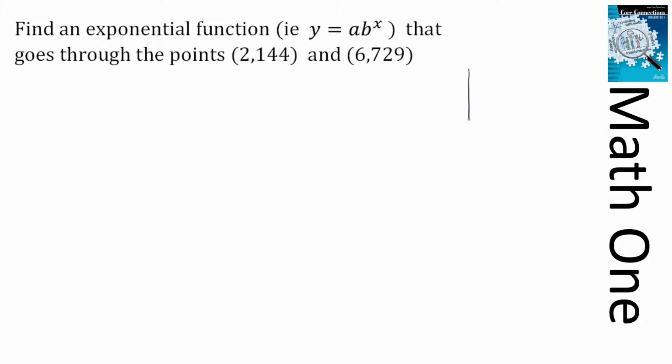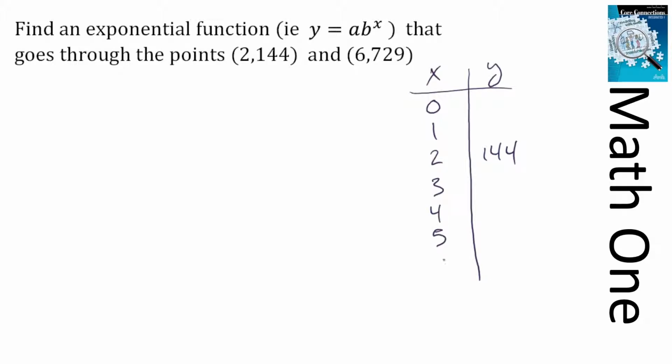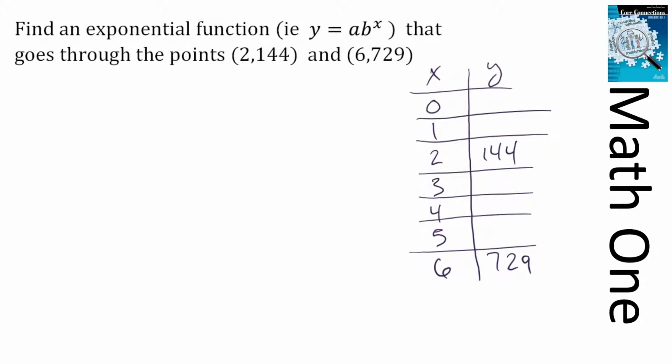What I like to do is start with the table of values and see where I'm at. So you can see I've got x's and corresponding y outputs. I don't know anything about 0 or 1, but I do know that when I put 2 into this function, it produces 144. I don't know anything about 3, 4, or 5, but I do know when I input 6, I get an output of 729. If it was just those two values, this could be a linear function as well, but they're asking me to find an exponential function that goes through these two points, so that's what we're going to do.